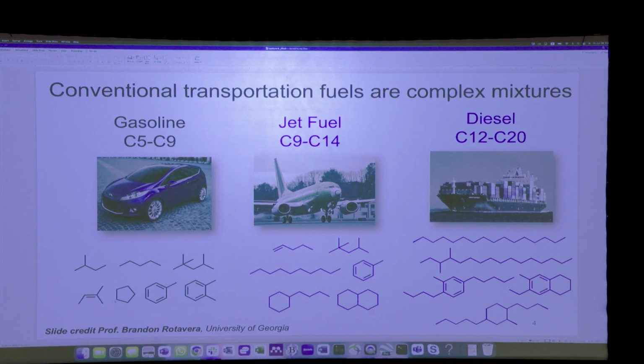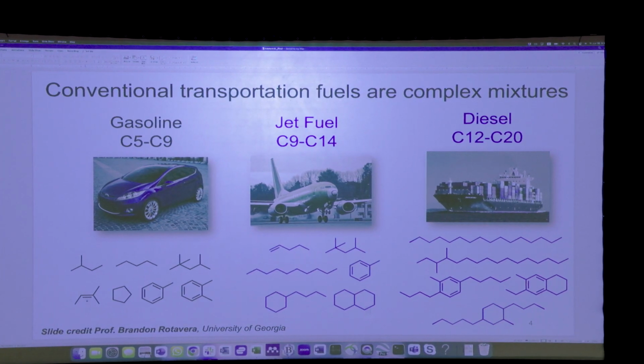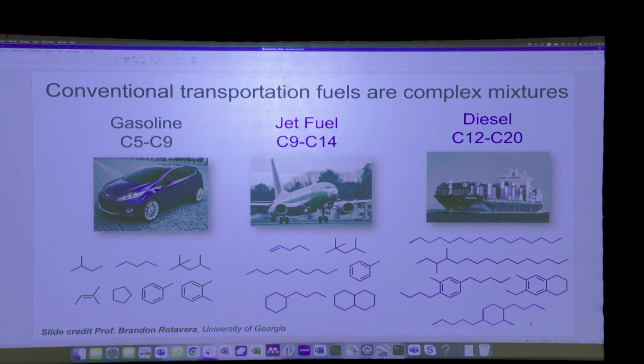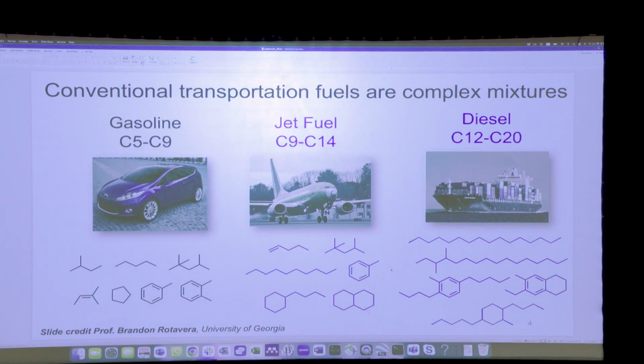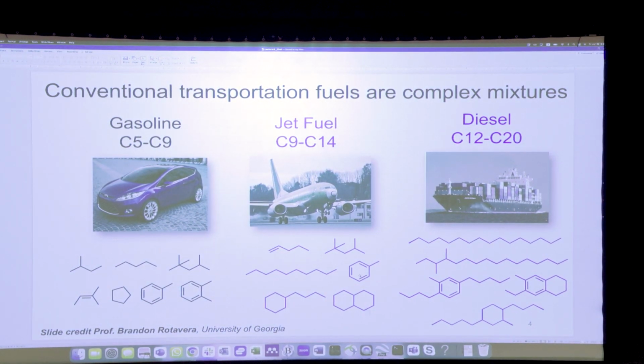Isooctane, we have some cycloalkanes like cyclopentane, some double bonded species, alkenes, and aromatics. And if you go to jet fuel, the carbon number increases, C9 to C14. You see the linear alkanes become longer in length. The cycloalkanes start to have branches coming off the side, like butyl cyclohexane. These are the same aromatics, monomethylated or dimethylated aromatic species, and even sometimes some fused rings.